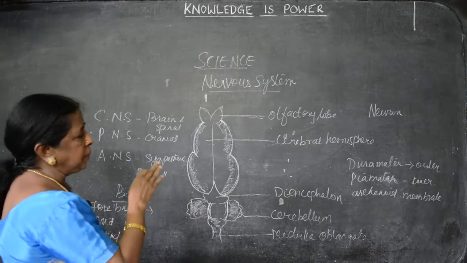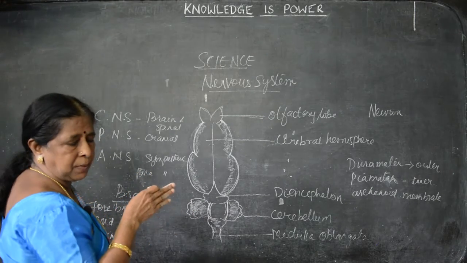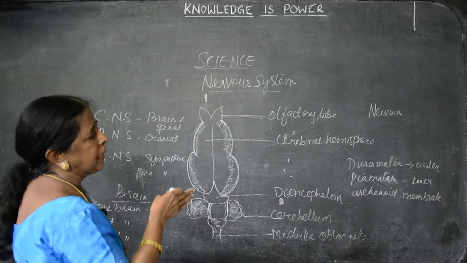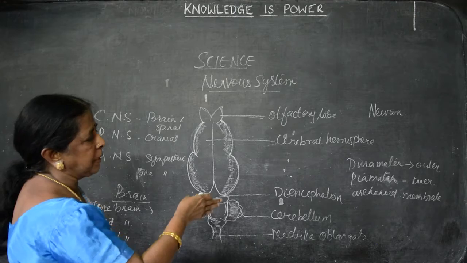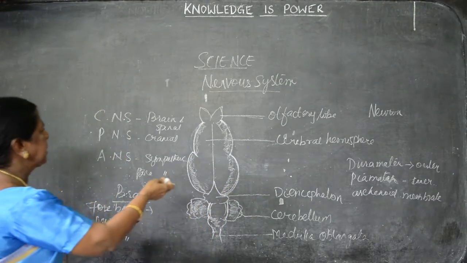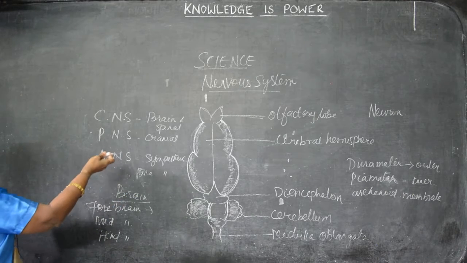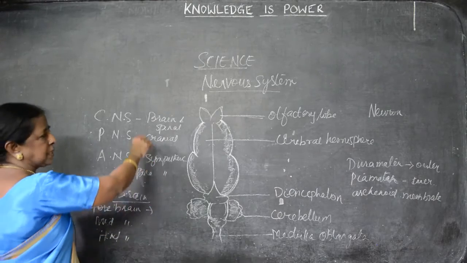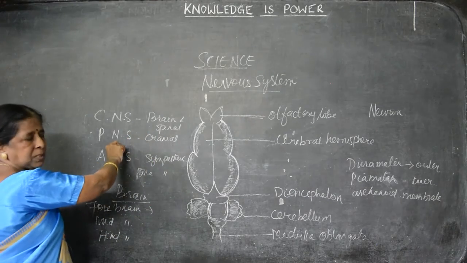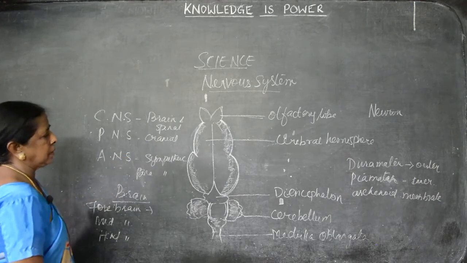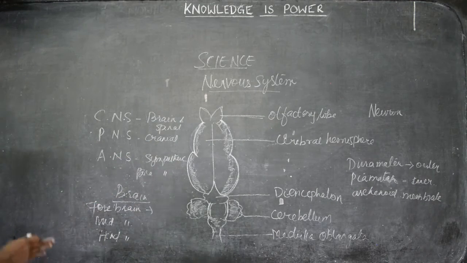The brain is in between the cranial bones. It is covered by three membranes, three covers, that is dura mater, pia mater and arachnoid membrane. Dura mater is the outer cover, pia mater the inner cover, and arachnoid membrane is in between. There are three kinds of nervous system: central nervous system, peripheral nervous system, autonomous nervous system. Central nervous system consists of brain and spinal cord. Peripheral nervous system, that is cranial nerves, 12 pairs of cranial nerves. Autonomous nervous system, sympathetic and parasympathetic nerves. Brain can be divided into three parts: forebrain, midbrain and hindbrain.